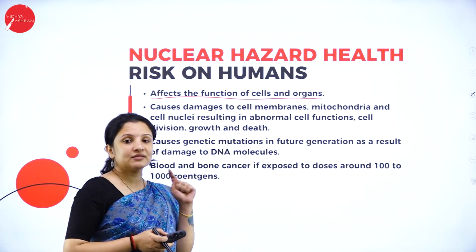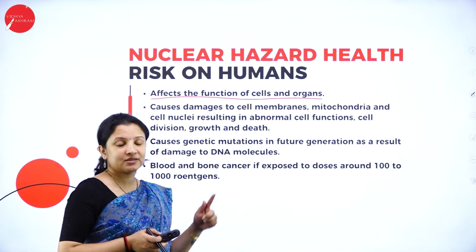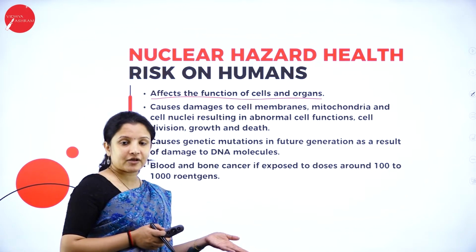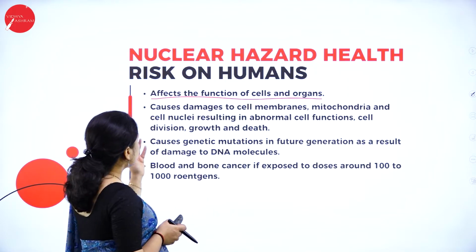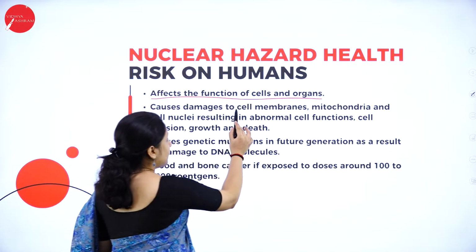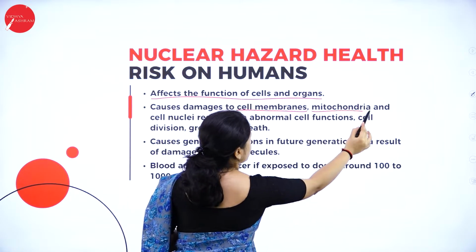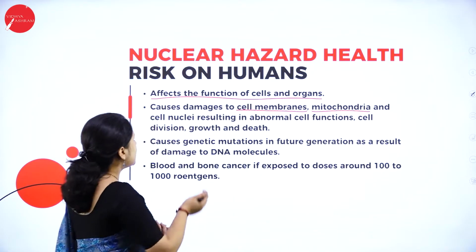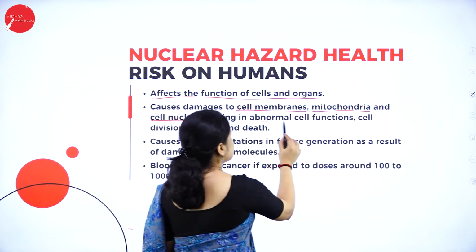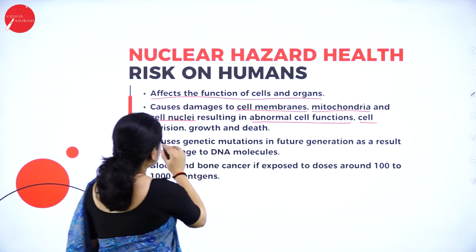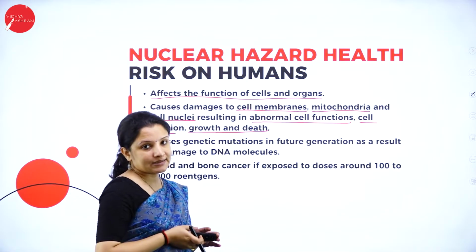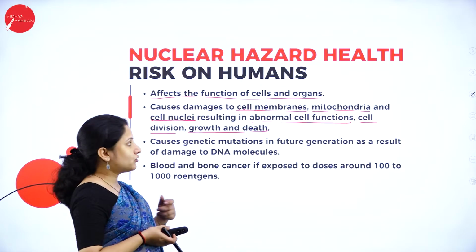But what happens here is the division process, the mitotic process, gets affected, and therefore the function of the cells, and if the cells get affected, the organs will obviously get affected. It will affect the function of cells and organs, and it causes damage to the membranes of the cell, to the mitochondria, which is the powerhouse of the cell, and to the cell's nuclei. Therefore it will cause abnormal cell functioning, abnormal cell division, abnormal growth rate, and it can also cause death of the cells. Eventually the cells will start to die.